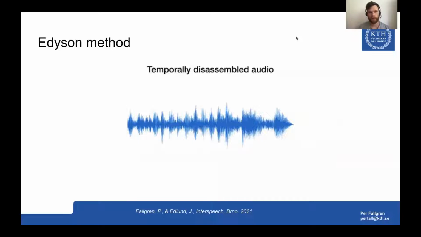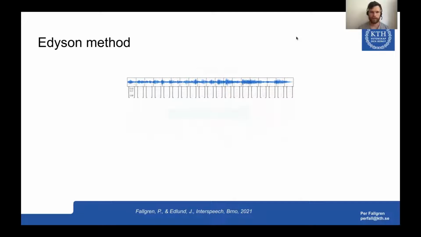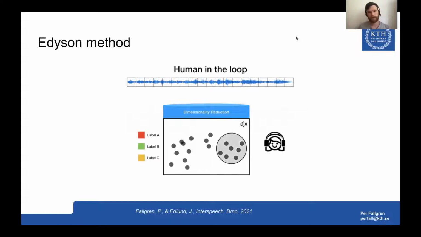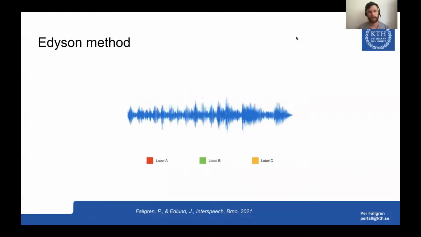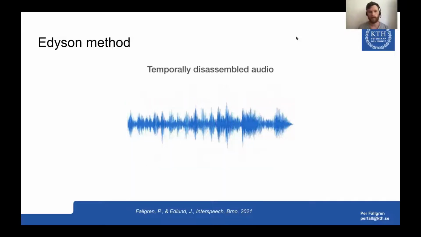So Edyson is built upon an idea called temporally disassembled audio. It's the idea that you have some audio, you segment it into smaller snippets, so maybe half a second or so. You then extract some features. You project these features to 2 dimensions. And then you can add a human in the loop that listens to this 2-dimensional view and then labels the data points in a certain way, depending on what you hear. And then you do a temporal reassembly, and then you get labeled audio, essentially. And this is the main idea behind Edyson.